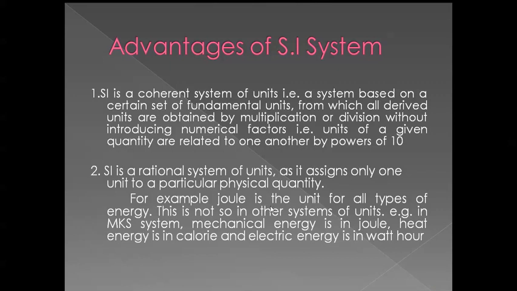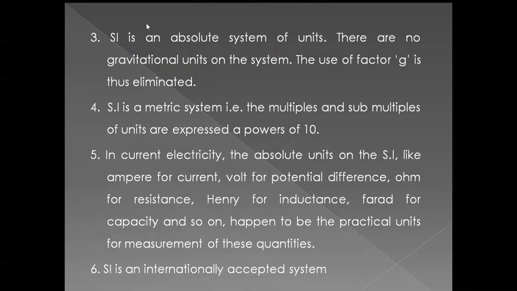Next, the SI system is an absolute system. The use of factor G is eliminated. Gravitational units are eliminated. It is a metric system, that means we are using 10 to the power of. In multiples we use 10 to the power of positive numbers, and in submultiples we use 10 to the power of negative numbers. To express larger quantities we use multiples, and to express smaller quantities we use submultiples.